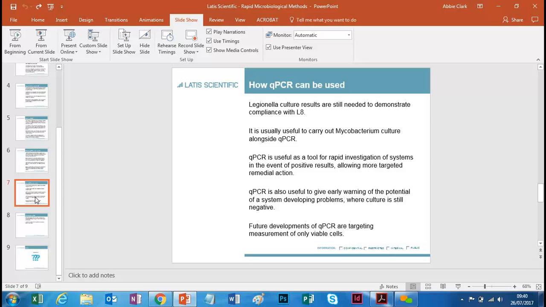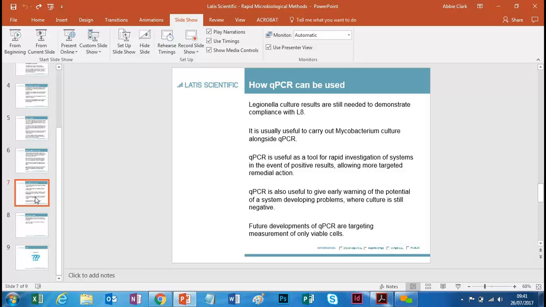The thing we're working on most in the future is we're making some modifications to the qPCR methods so that we're able to target, as well as measuring everything as we currently do, measuring only viable cells. So this will still measure cells that are alive and have an intact cell wall, but which aren't able to grow in culture.